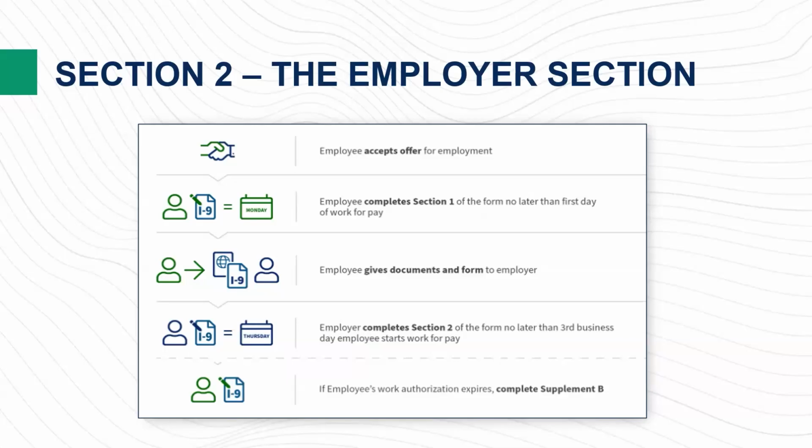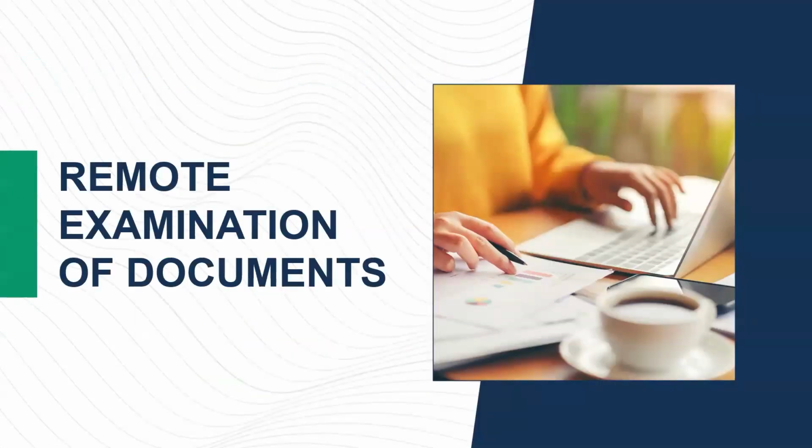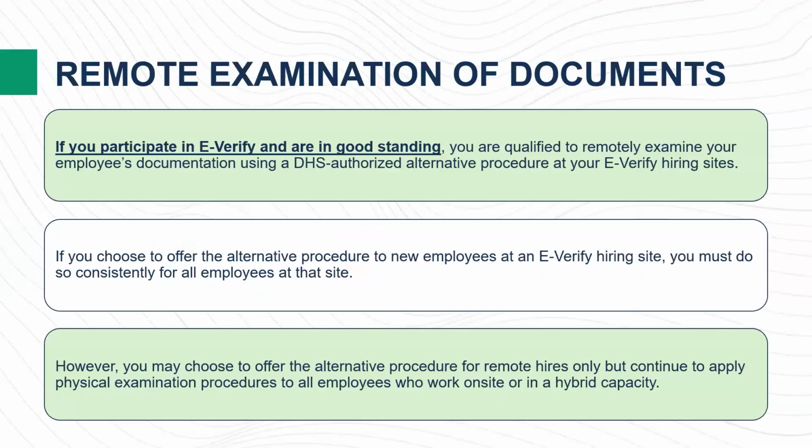So the employee accepts the offer of employment. The employee is going to complete Section 1 no later than their first day of work for pay. They are going to give you documents and forms to prove that they're authorized to work in the U.S. Then you, the employer, are going to complete Section 2 no later than the third business day after the employee starts work. And if their work authorization has expired, we're going to talk about Supplement B in a moment.